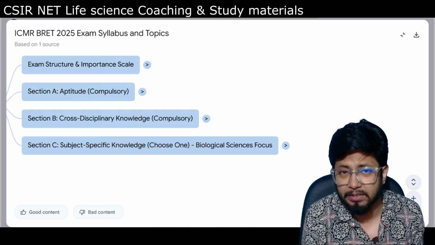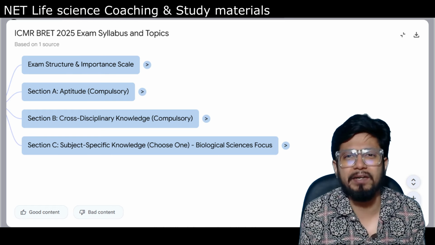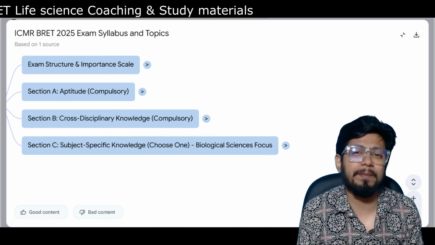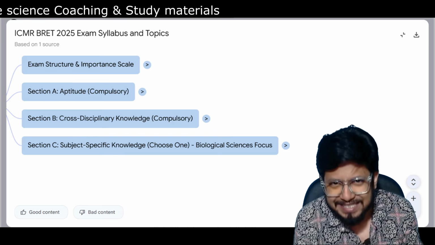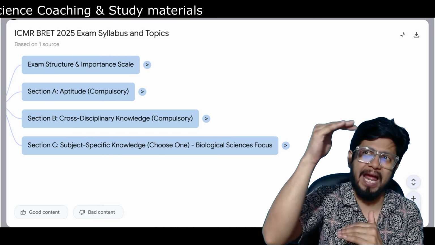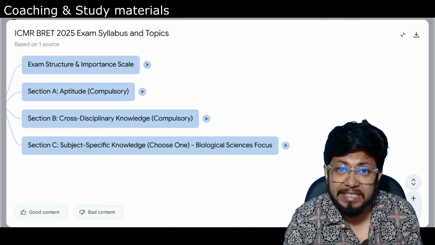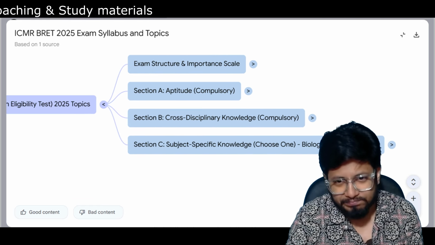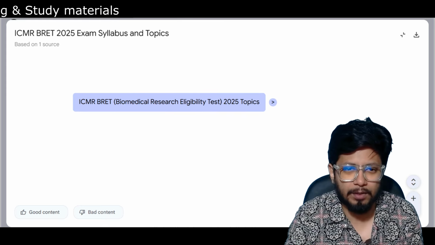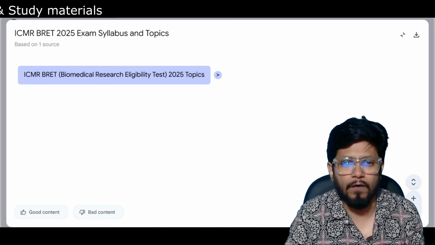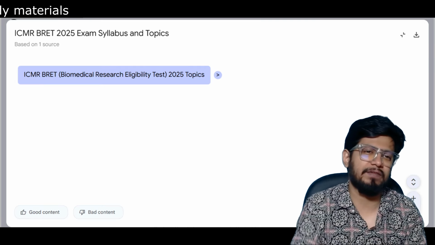ICMR is a very competitive exam, very competitive, because the questions are comparatively easier than CSIR NET. So many people score good marks. So even if you score a good score, still you need to fight a lot to get your rank in the upper range. Okay, although the seats have been increased, but still there is a chance. So that's the overall list of topics important for the upcoming ICMR BRET examinations. I believe this video helps you out.